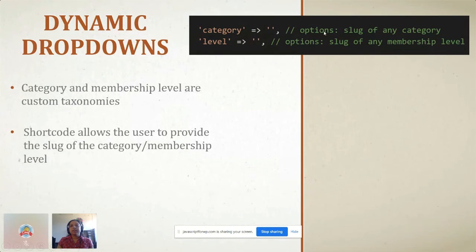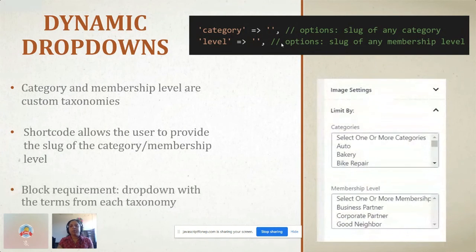So this takes slugs of categories or membership levels, and if they wanted to use more than one, they could just add the slugs separated by commas. In the shortcode, that was just, I wouldn't say easy, but that was the best we could do. But in the block, we wanted to give the users options to choose one or more categories or membership levels from a drop down.